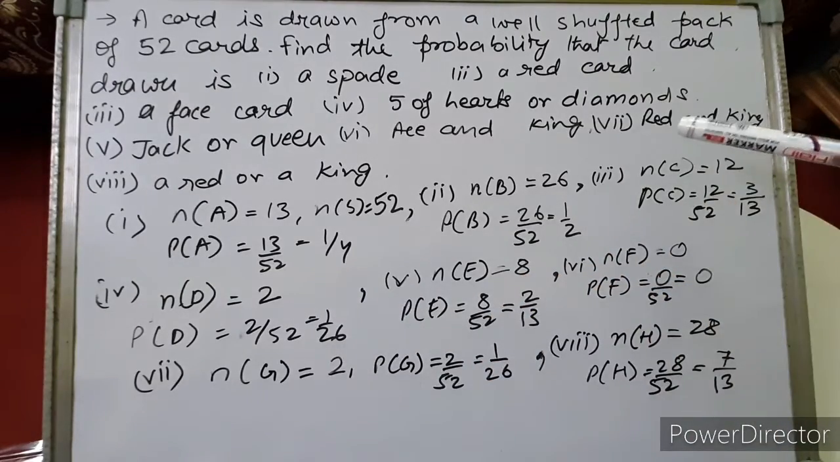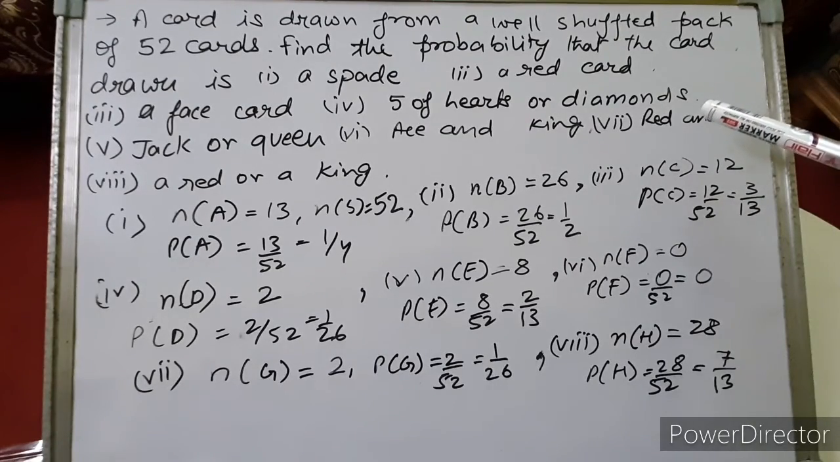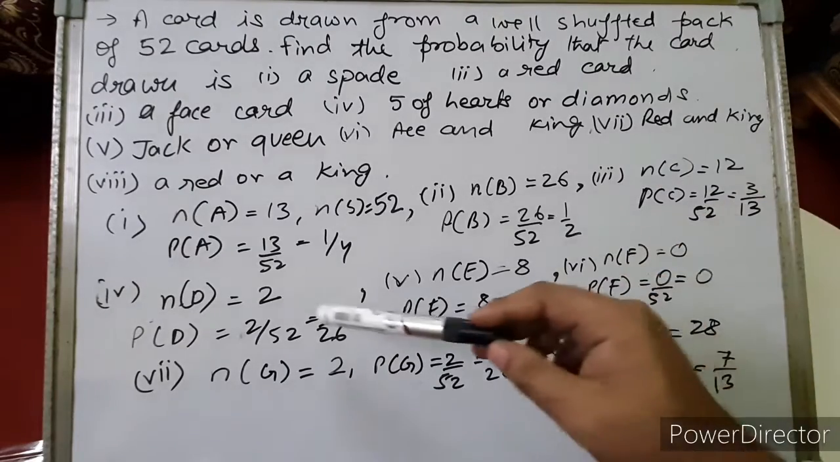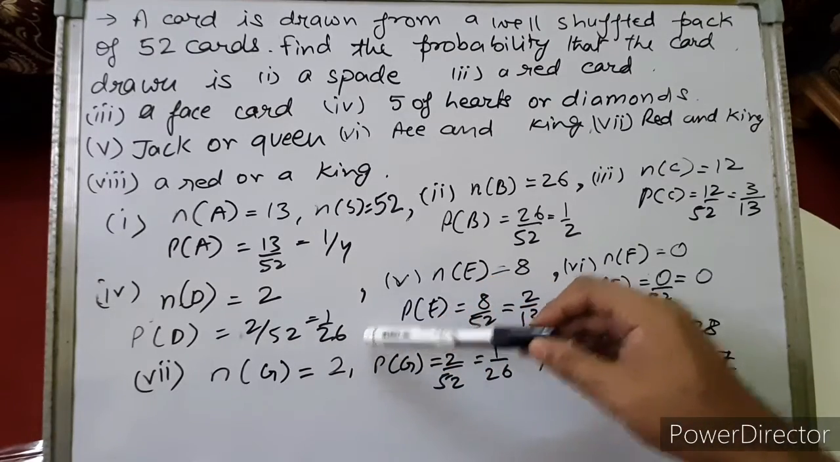Next is D event. D event says fourth part. In the fourth part, they are asking for 5 of heart or diamond. So there are only 2 favorable events there. Either you get 5 of heart, or you get 5 of diamond. So how many favorable outcomes of D? 2. Probability of D will be 2 upon 52. It will be 1 by 26.